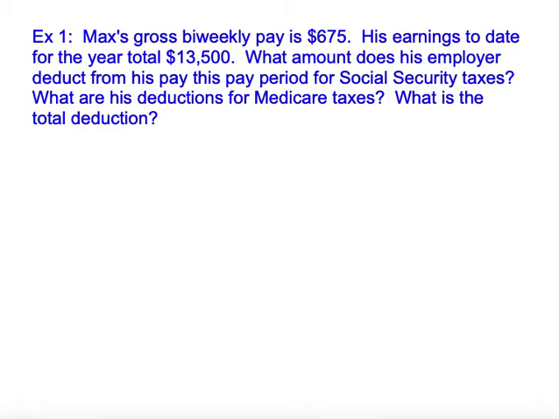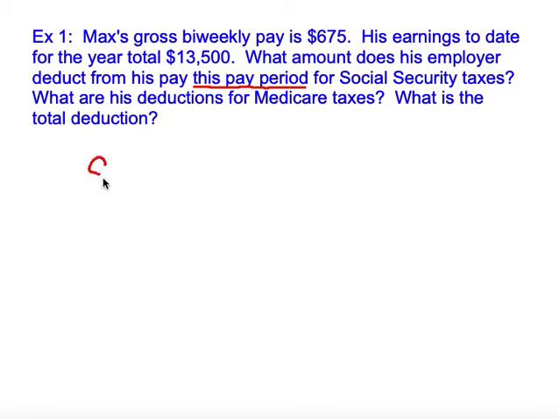So here's our first example. Max's gross biweekly pay is $675. His earnings to date for the year total $13,500. What amount does his employer deduct from his pay this pay period? So we're actually not going to even use that $13,500 number because we're concerned with this pay period. So we're going to calculate the Social Security taxes, the Medicare taxes, and then the total deductions.